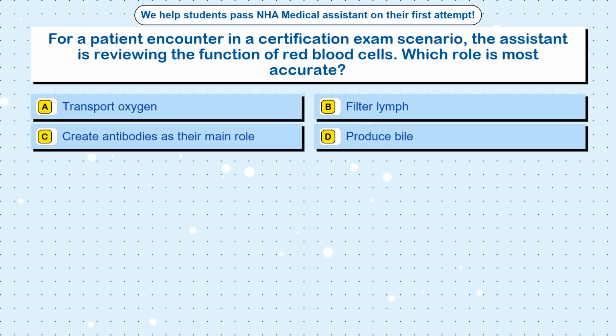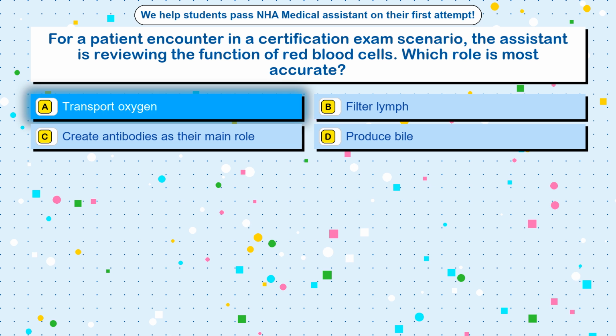Question 26. For a patient encounter in a certification exam scenario, the assistant is reviewing the function of red blood cells. Which role is most accurate? Option A. Transport oxygen. Option B. Filter lymph. Option C. Create antibodies as their main role. Option D. Produce bile. The correct answer is option A.